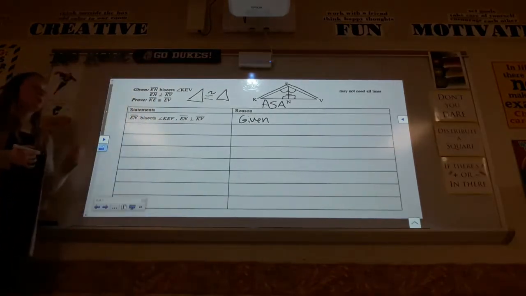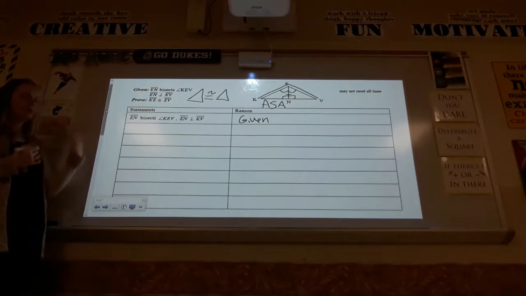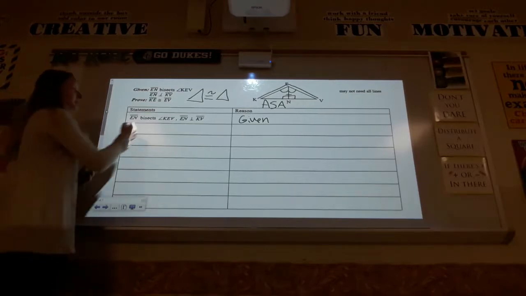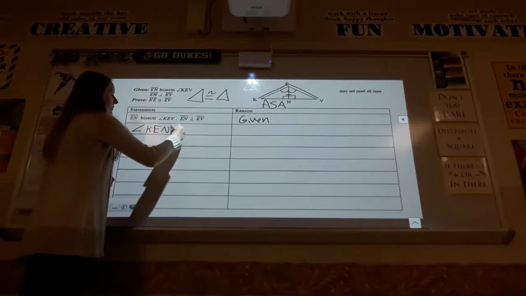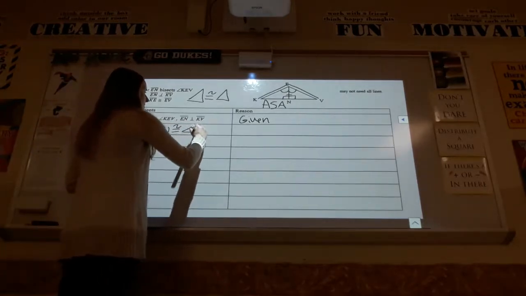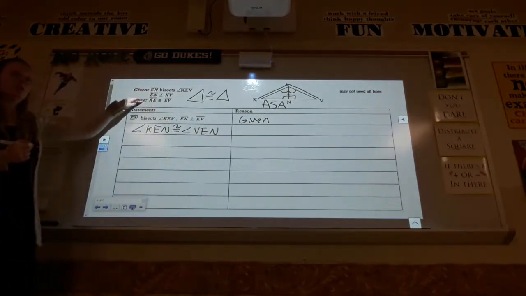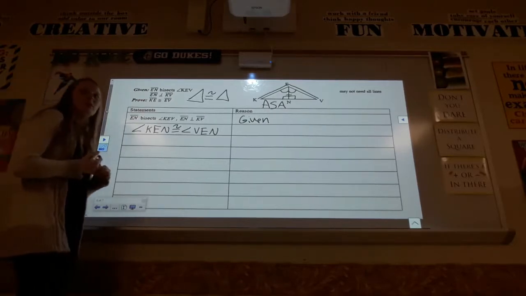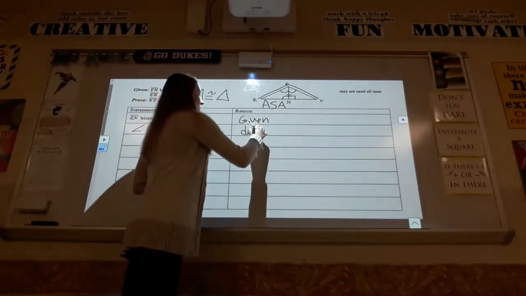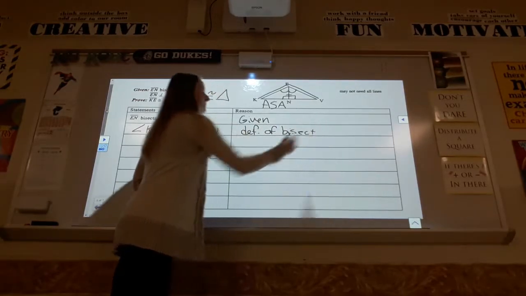Alright, so now we're just going to go through the proof and explain. Alright, so what's one of the first things you guys saw or extrapolated from the given? So angle KEN was congruent to angle VEN. It's the first thing that we saw because we were reading the givens in order. Yes? Why do I know that? Definition of bisect. Alright, so that was the first given and we took care of that.